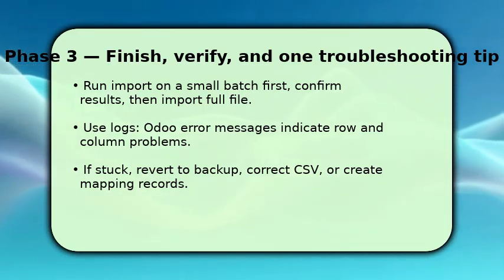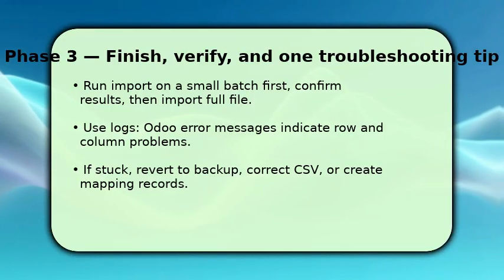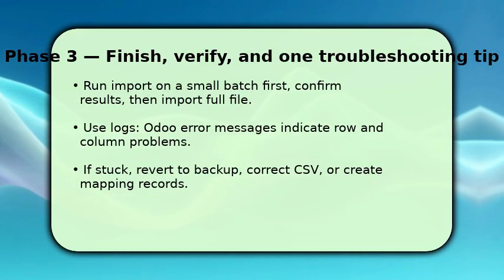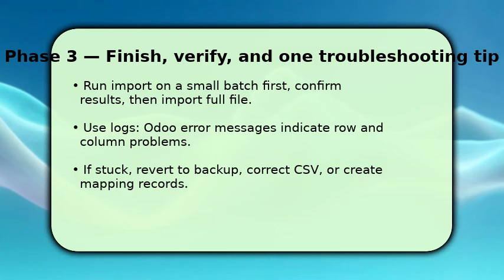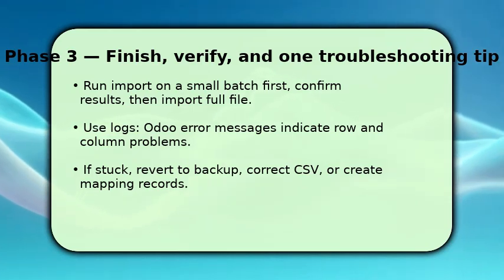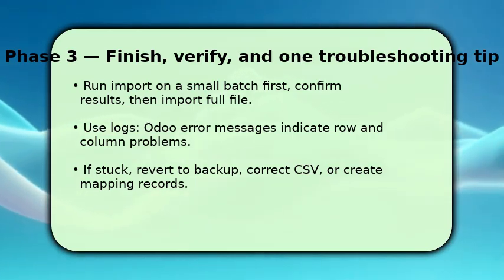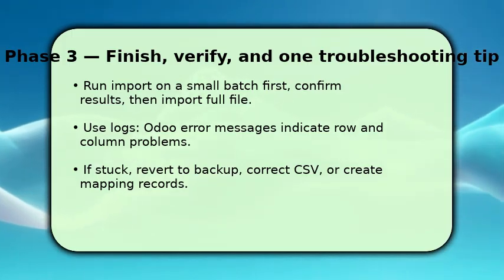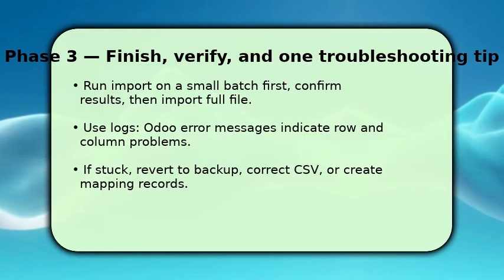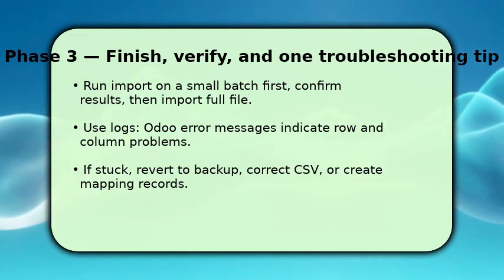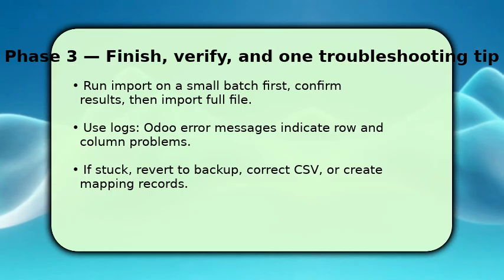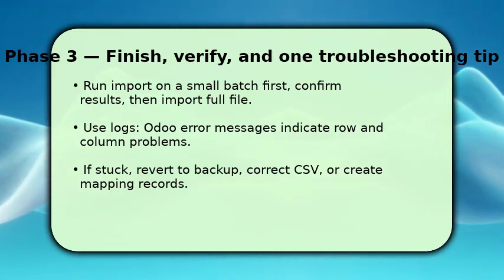After import, review imported records and Odoo's logs for any warnings or skipped rows. These logs point to the exact row and column causing trouble, so use them. If something fails catastrophically, restore the backup, fix the CSV formatting or field mapping, and re-import. Remember, iterative testing and external ID prevent duplicates and keep your database clean, so take that extra minute to verify.